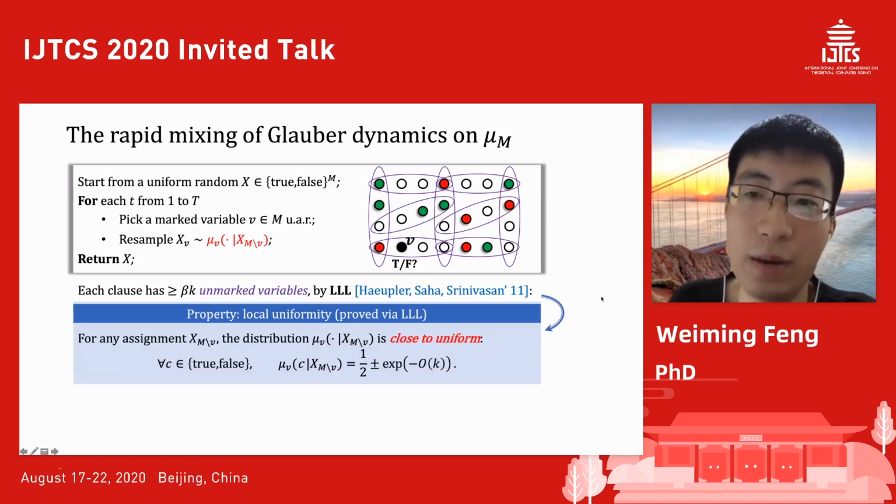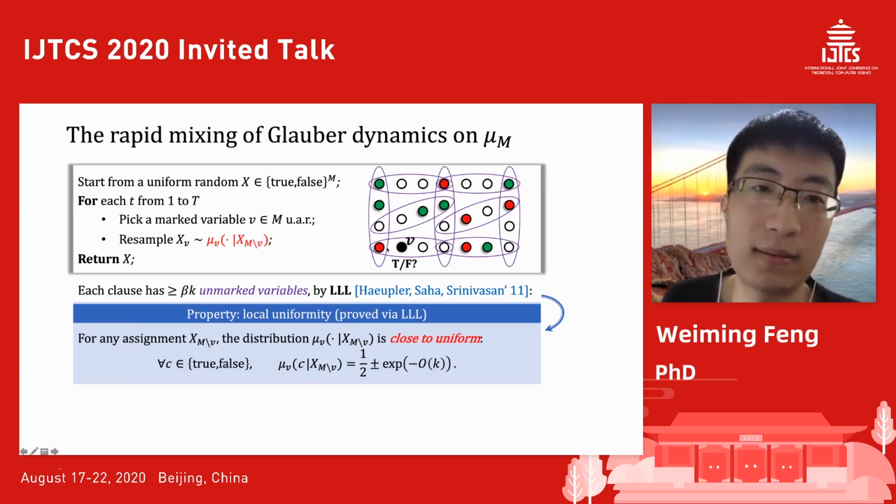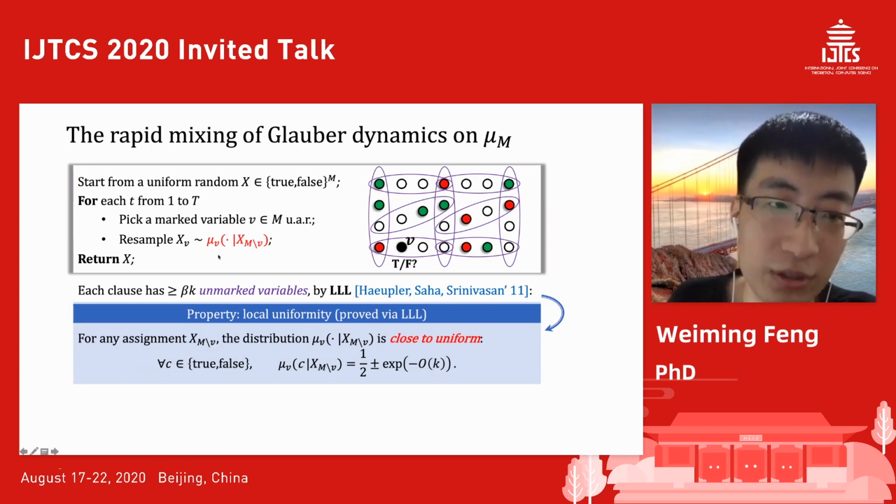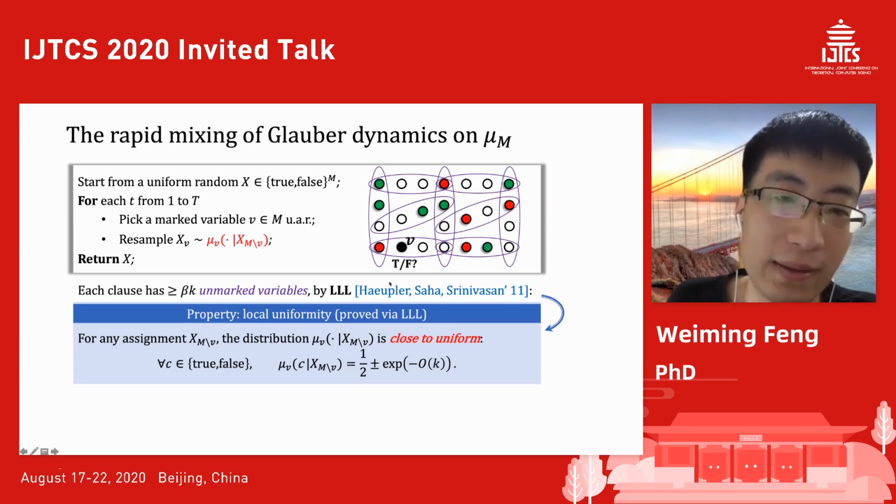The local uniformity is the key property for our algorithm. It says that conditioning on any assignment of other marked variables, the marginal distribution on V is very close to uniform. In other words, we take the value true or false roughly with probability 1/2.